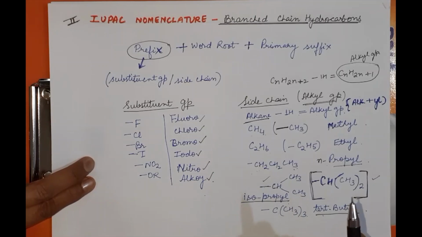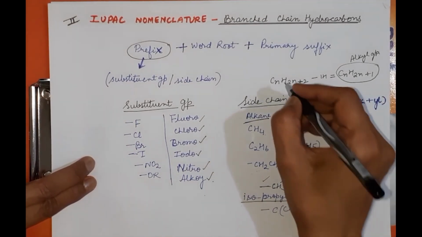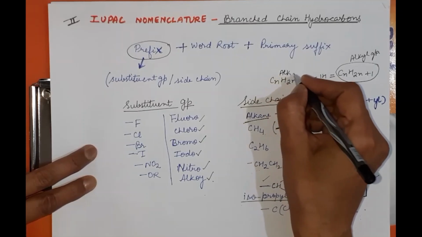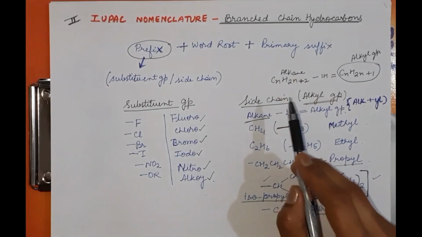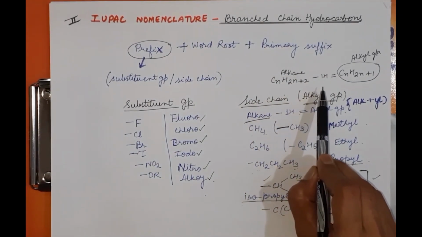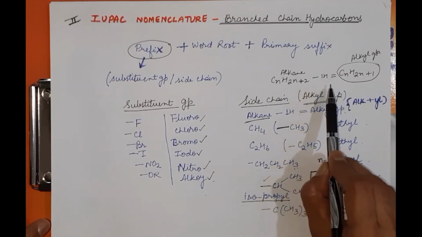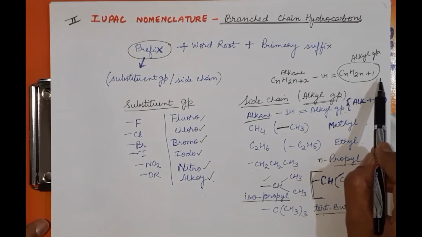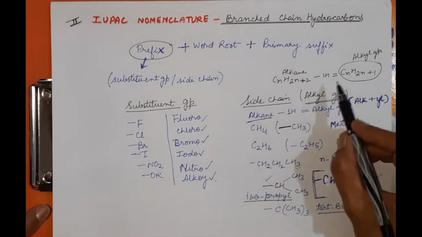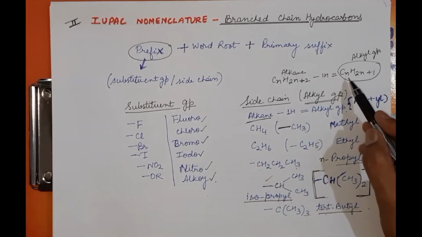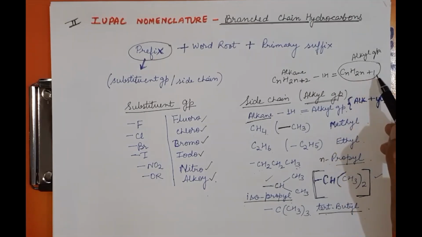In the last video we talked about alkane. What is alkane? The alkane general formula is CnH2n+2. When we remove one hydrogen from an alkane, then an alkyl group is formed. So here we can write it will become CnH2n+1, which is the alkyl group.